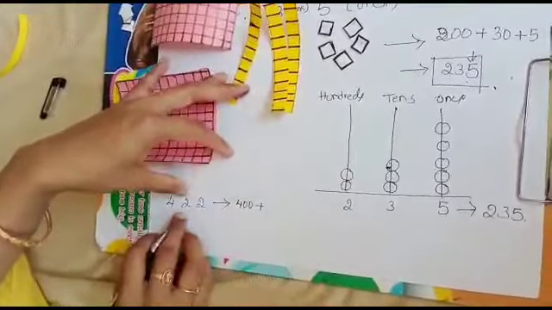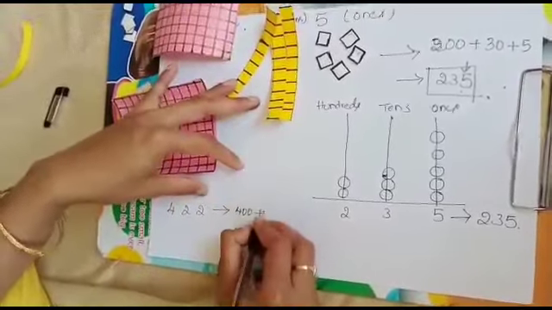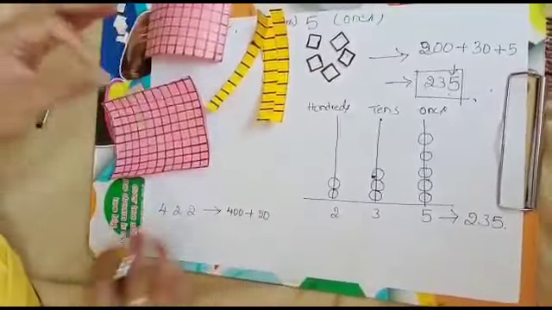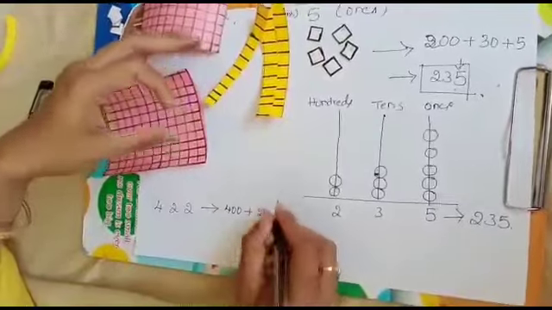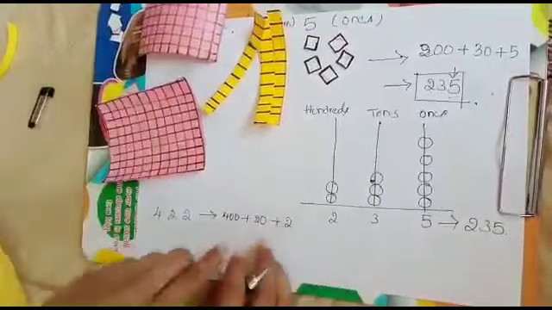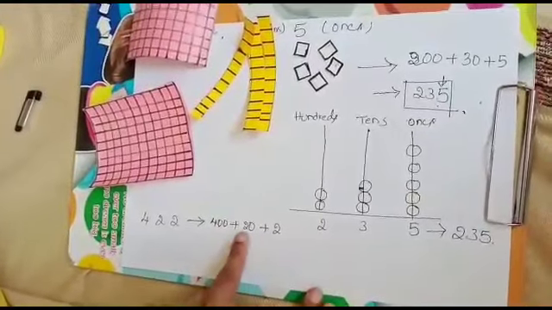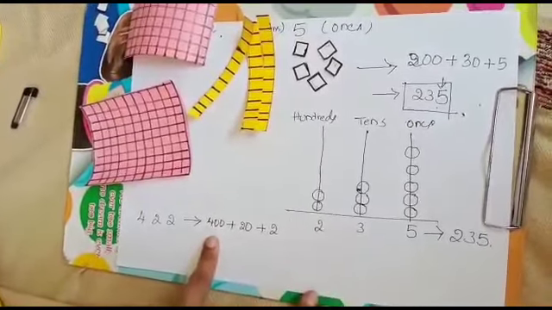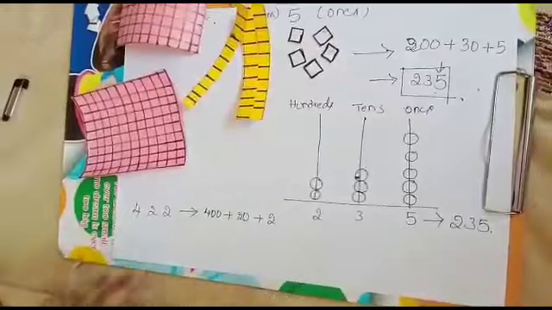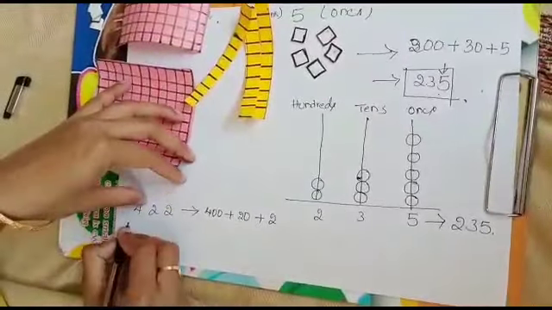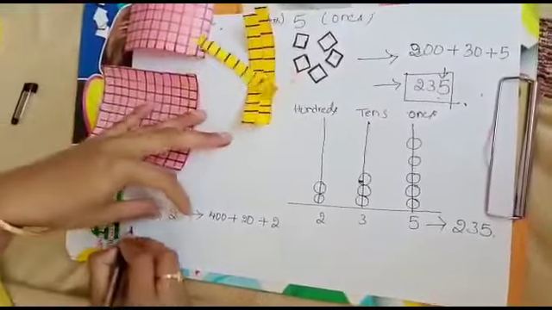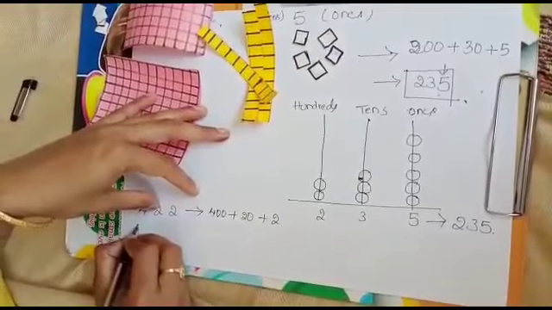Plus how many tens do we have here? 2 tens. 2 tens is nothing but 20. How many ones do we have? 2 ones. See, 422 is 2 ones, 2 tens and 4 hundreds. Did you get it, children? So some more examples I will give to you. Will you expand and show me?